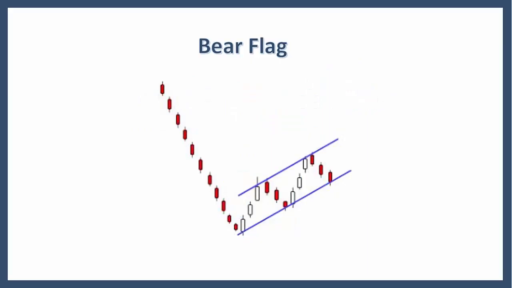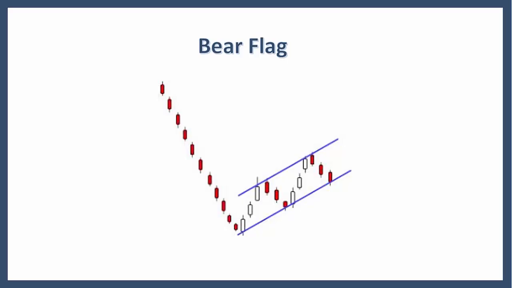Now, identifying a bear flag can be easy once you know what you're looking for. The pattern itself is divided into three parts. First, we need to find the flagpole, which will be identified as the initial decline. Now, this decline can be steep or slowly sloping and will establish the basis for our trend.